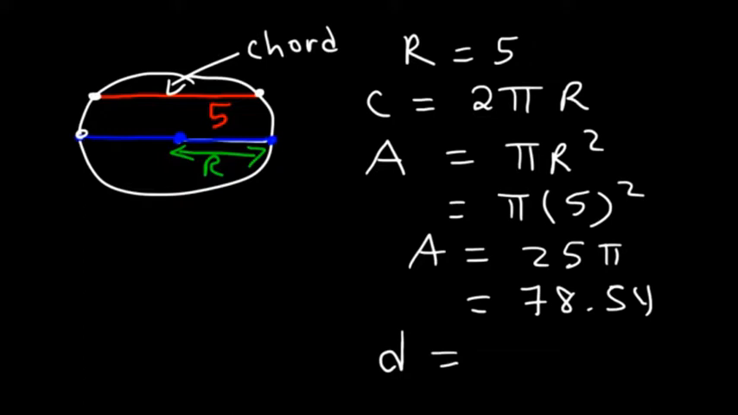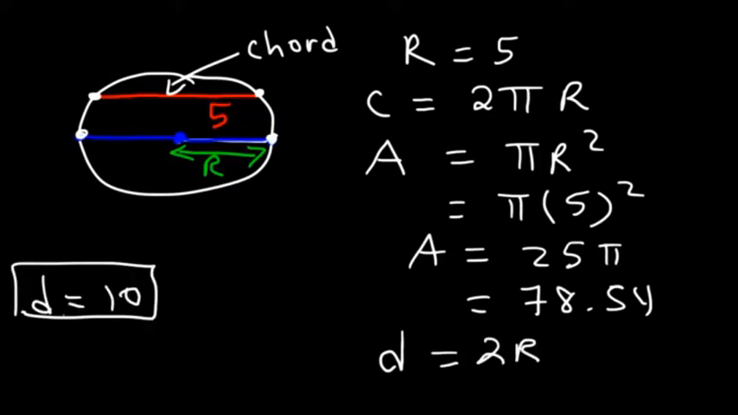The diameter is twice the value of the radius. It's 2r. So in this case, 2 times 5 is 10. So for a circle, these are the three main equations you need to know. The circumference, 2 pi r, the area, pi r squared, and the diameter is twice the length of the radius.